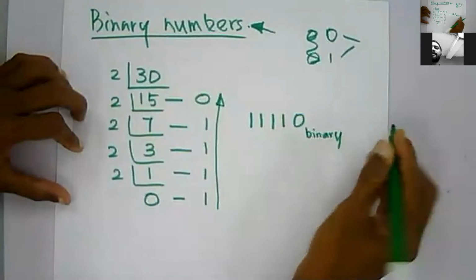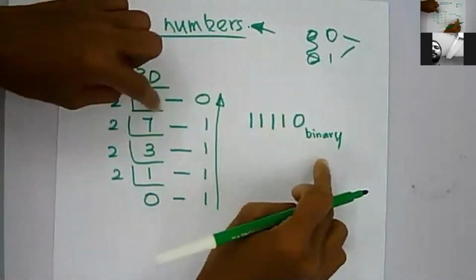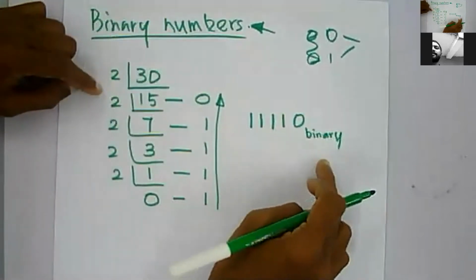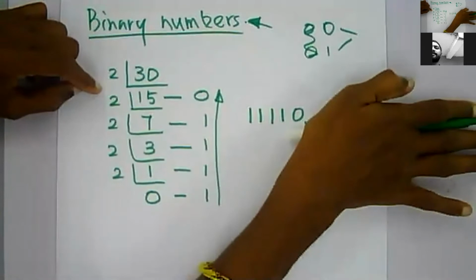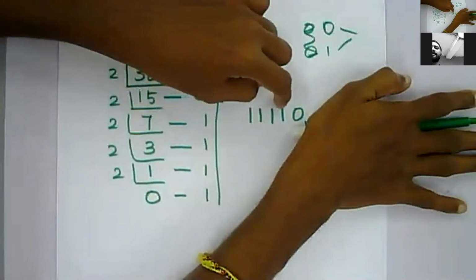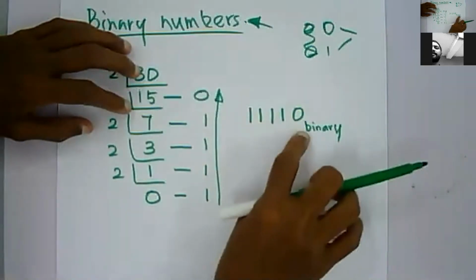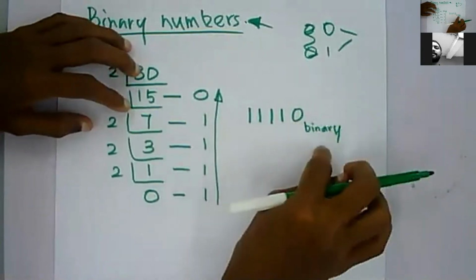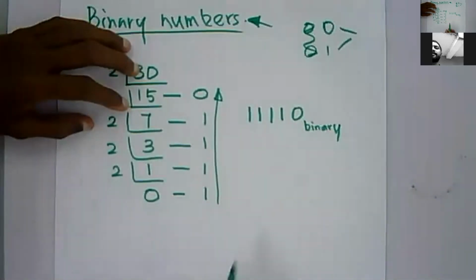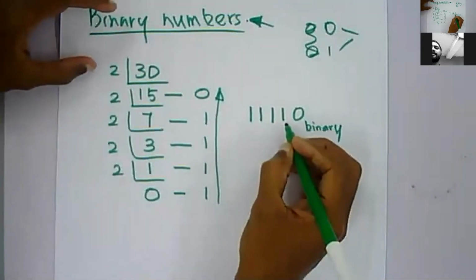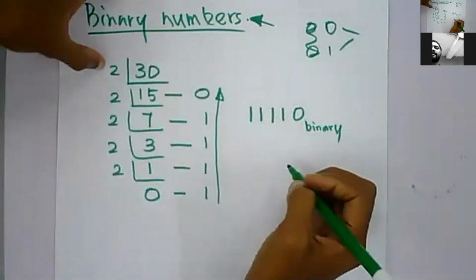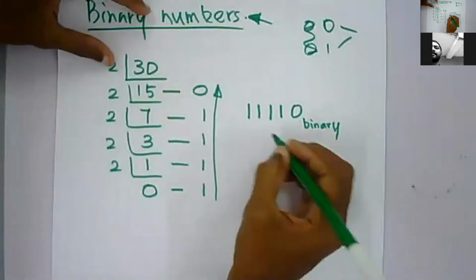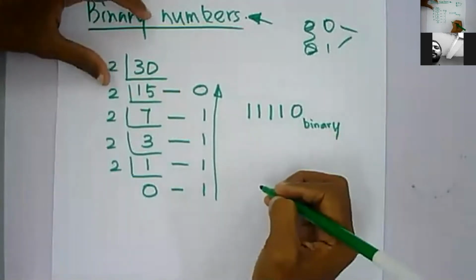This word binary is very important. If you don't use any base, it means that the number is a decimal number. Without it, this is just eleven thousand one hundred ten. But with binary, it makes 11110 binary, and you should read it as 11110 binary. Now let's see how we can convert this binary number into a decimal number.